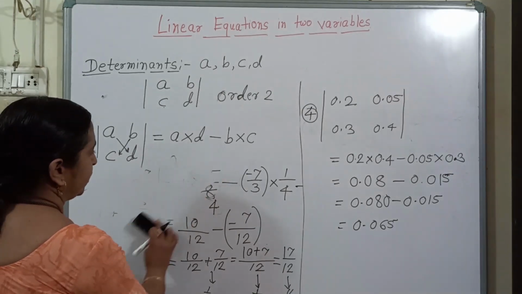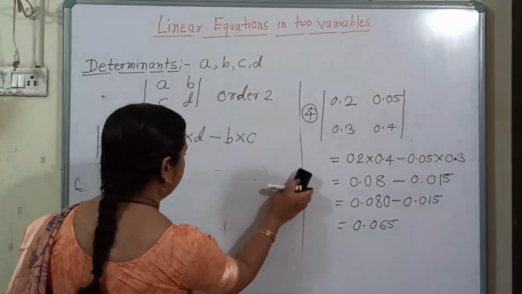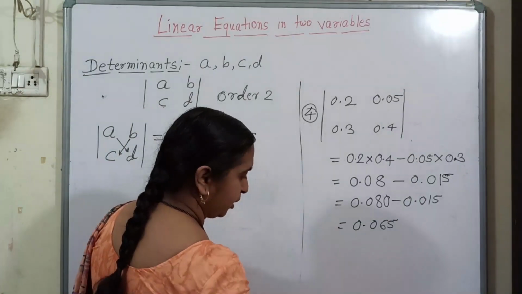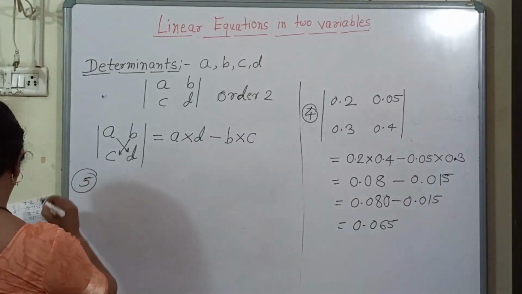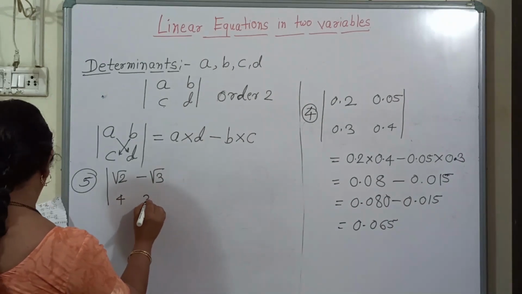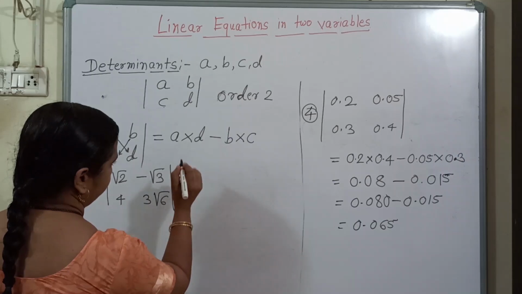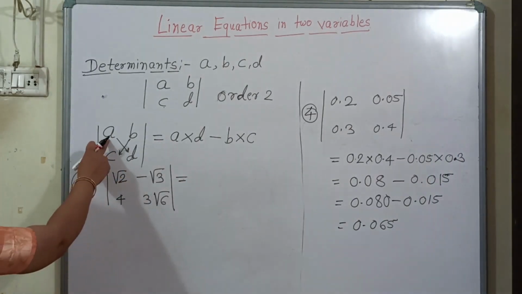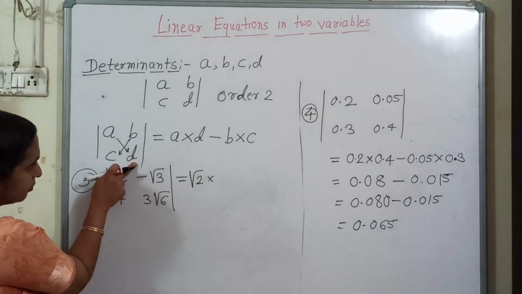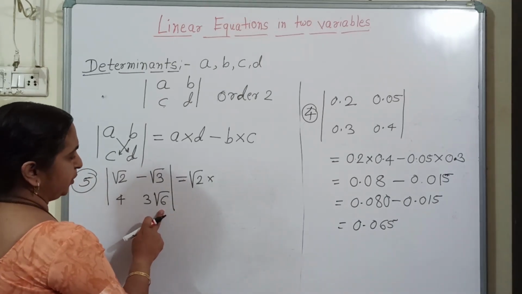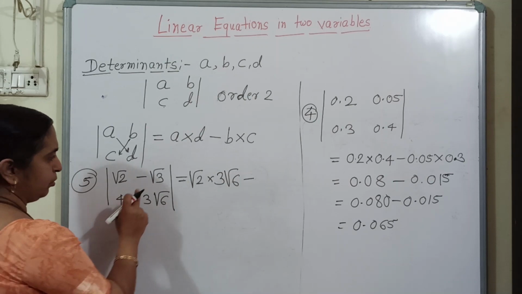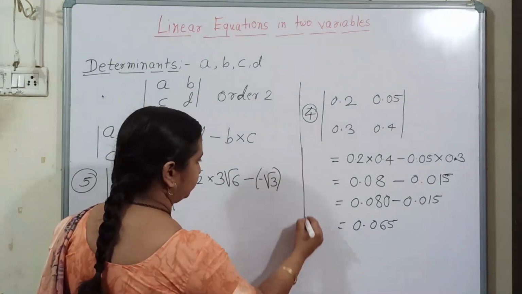Now consider our fifth example. In 9th standard you have learned surds, and so here we consider the elements of the determinant as surds. Our fifth example, root 2, minus root 3, 4 and 3 root 6. Again use this formula. A means our first row, first column element. So here first we write root 2 into this cross element, cross product. Second row, second column element 3 root 6. This minus sign, then product of remaining 2. Number is negative, therefore again consider bracket into 4.